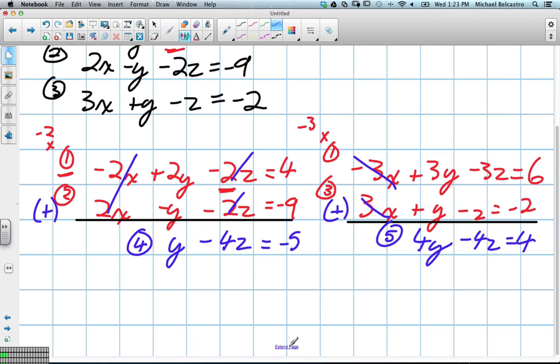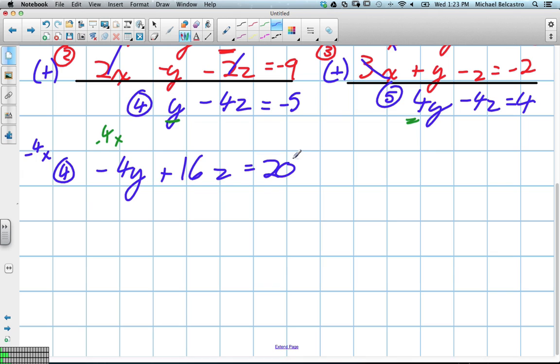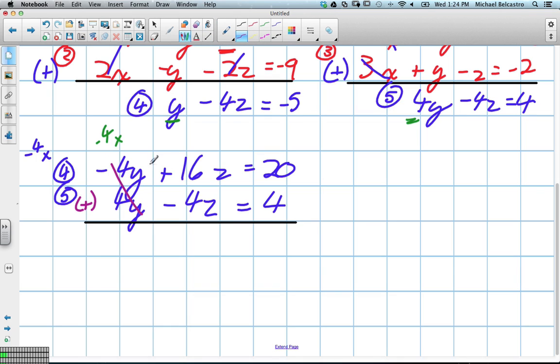We're going to take equations 4 and 5, and we're going to subtract them to eliminate a variable. I'm going to eliminate y, which means I want to take equation 4 and multiply it by -4. So equation 4 multiplied by -4 gives us -4y plus 16z is equal to 20. And equation 5 is 4y minus 4z is equal to 4. We're going to add these again. Our y's will cancel out. Here we'll get 12z, and here we'll get 24. So in this case, z is equal to the value of 2.